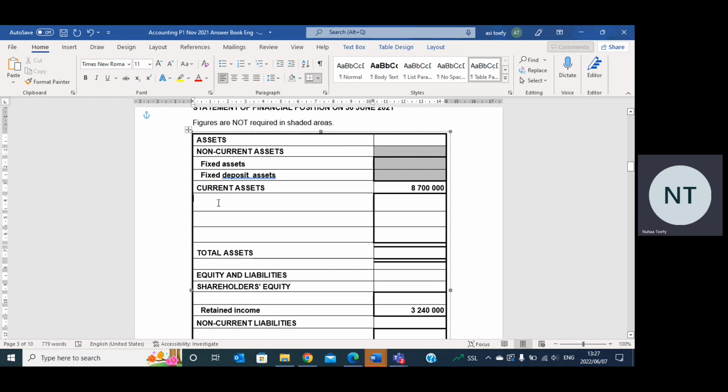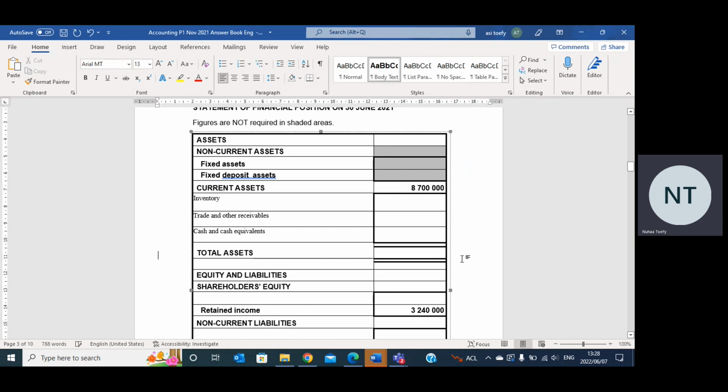So then we move on to our current assets. We have inventory, trade and other receivables. Receivables go under assets because it's something that we have to receive. Remember, an asset is something that you make money off in the future. And if we're receiving, it's like we're making money off that. So it goes under the assets, trade and other receivables. And then the last one is cash and cash equivalents, right? That's anything that's like cash needs to go there.